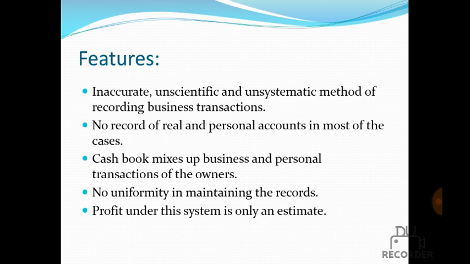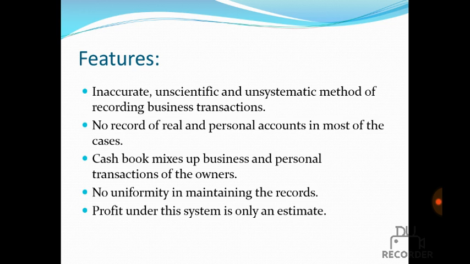Another one is unscientific. In the single entry system we don't have any rules and regulations to prepare accounts, but in the double entry system we have all the rules. In the double entry system we have 32 accounting standards and a lot of rules and regulations to prepare accounts. In the double entry system we also have the seven accounting concepts. That's why the double entry system is a scientific concept, while the single entry system is an unscientific concept. It doesn't have any rules and regulations to prepare accounts of business transactions.